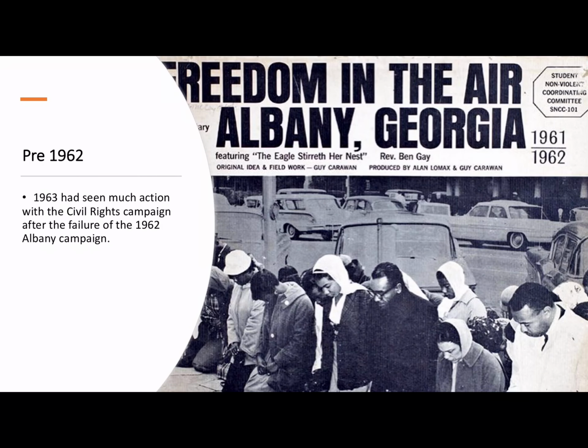So, pre-1962, there had been many civil rights events and campaigns. There had been the Montgomery bus boycott, followed by the Freedom Rides, Brown versus Board of Education 1 and 2, followed by Little Rock, and the Greensboro sit-ins. However, 1962 had seen a letdown with the Albany movement, which had proved a failure.